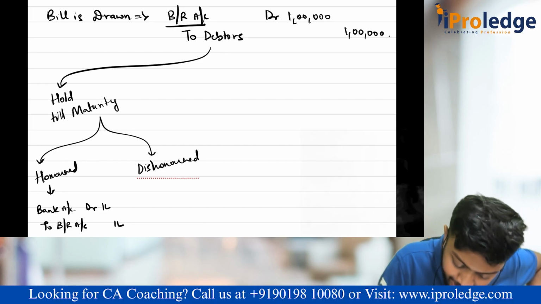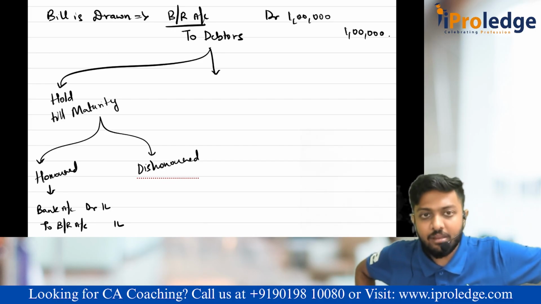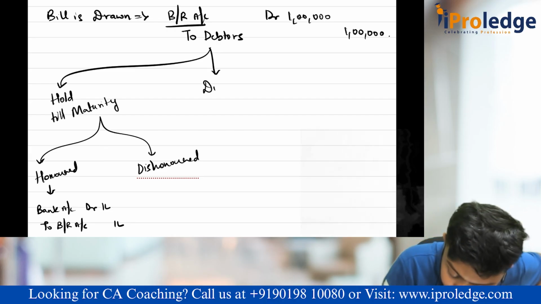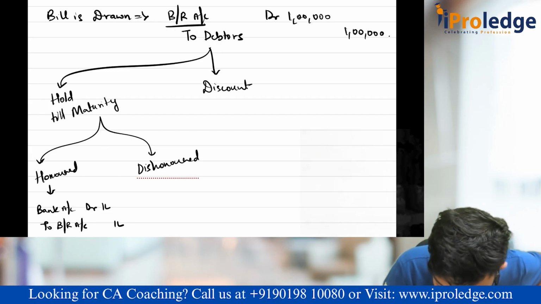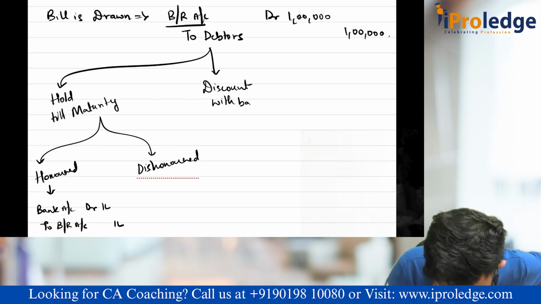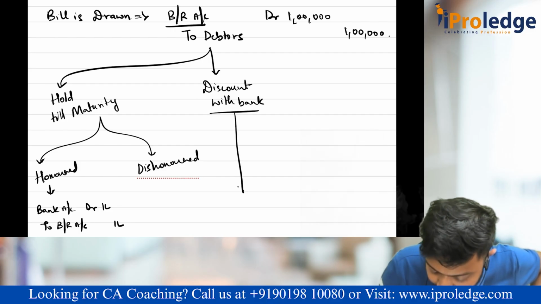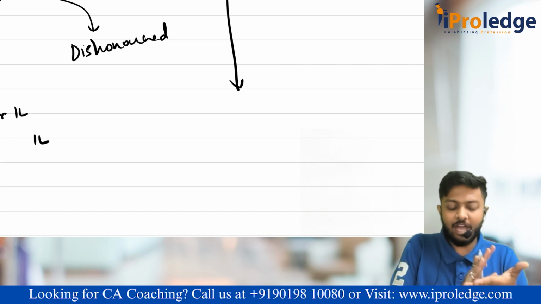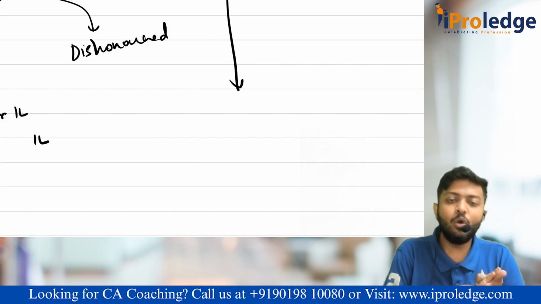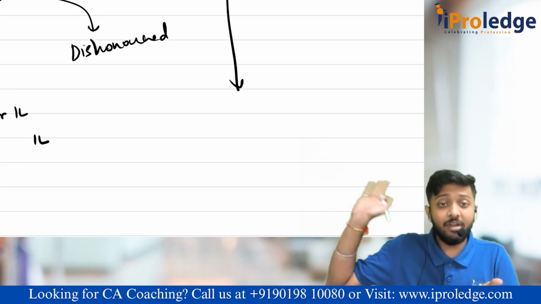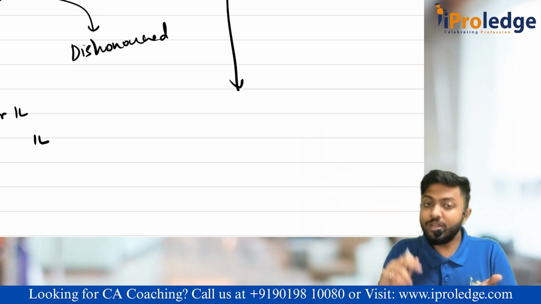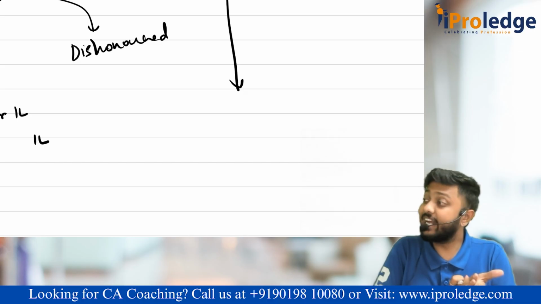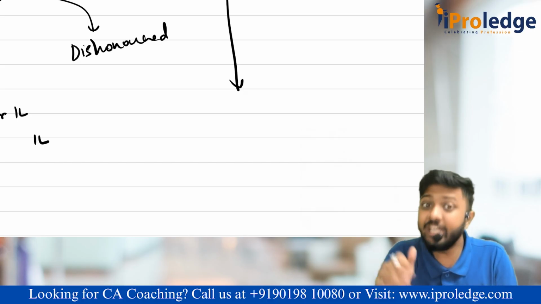Next. What is the second opportunity that a drawer has? One, he held it till maturity. One more thing is he can get it discounted from the bank. Discount with bank. What is this? Discount with bank means, guys, I have bills receivable. As per this bills receivable, the drawee will pay me only after 3 months, but 3 months is very far. What to do? I'll go to the bank and say, hey bank, I'm supposed to receive 1 lakh rupees, but that guy will only pay me after 3 months. But I need money now.